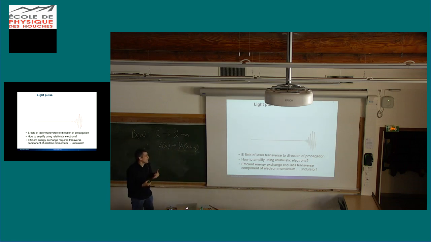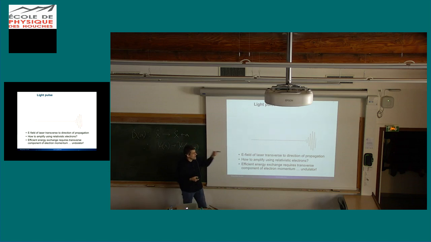The problem is if we just superimpose this light pulse on a bunch of electrons that are propagating in the same direction, we have a problem, because predominantly the electric field is what's going to transfer energy. The magnetic field's also there, but it's not going to end up being that important for the physics. The electric field is transverse to the direction of the velocity of the electrons. And this is a problem because it means that you don't really have very efficient energy transfer.